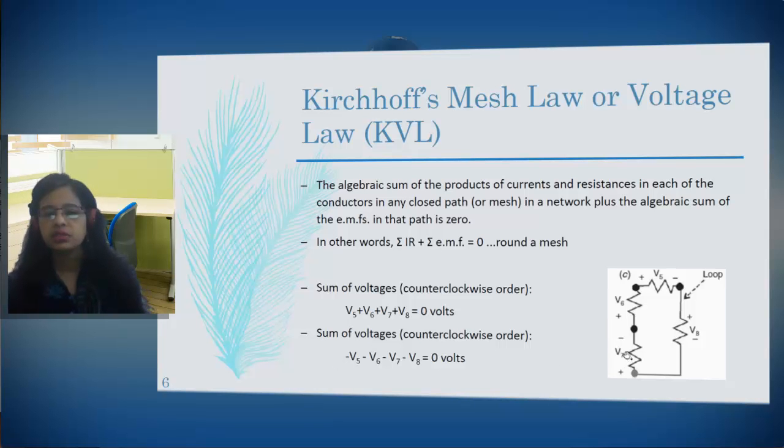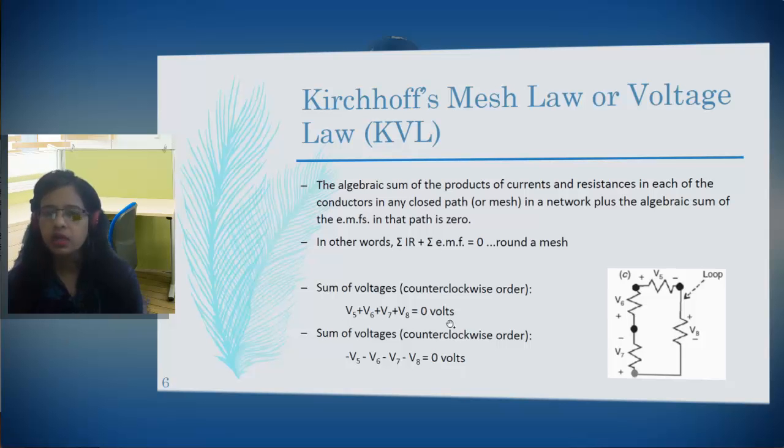Next, the sum of voltages if I take it in the other direction. Suppose I am taking from V8. It's from plus to minus, it is decreasing. Drop in potential is there, so it will be minus V8. Then again plus to minus, drop in potential, so it will be minus V7. Again plus to minus, so minus V6. And again from plus to minus, so minus V5. The sum of all these voltages will be equal to 0.